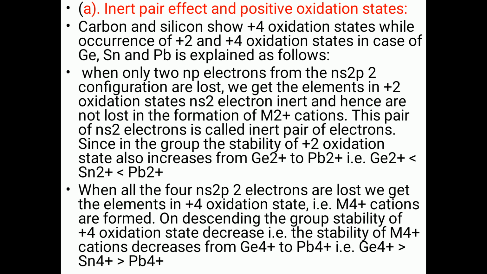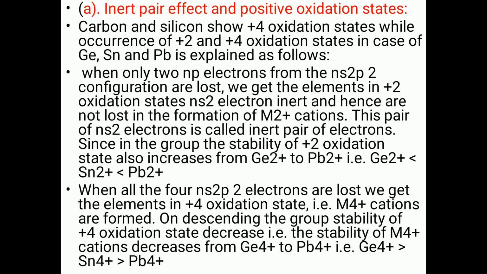When two np electrons from the ns2np2 configuration are lost, we get the elements in +2 oxidation state. The ns2 electrons are inert and hence are not lost in the formation of M2+ cation. This pair of ns2 electrons is called the inert pair of electrons. In the group, the stability of +2 oxidation state increases from germanium ion to lead ion.